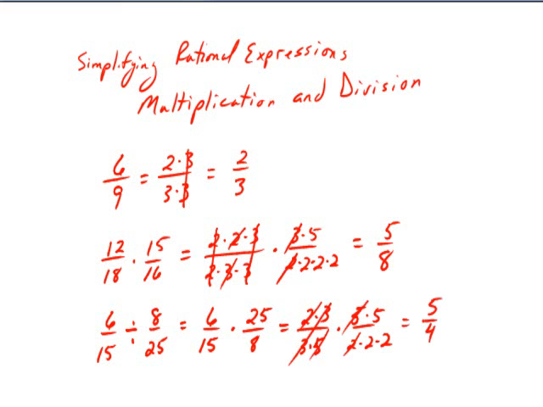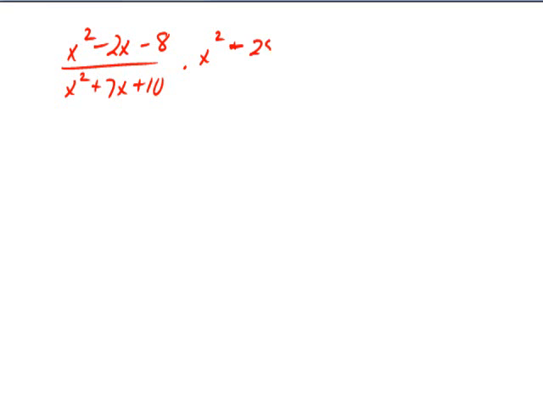These three processes are processes that we'll use in simplifying algebraic rational expressions, in that we will factor the expressions and then reduce. Here's an example. For multiplication, if this is my multiplication problem, I can factor each numerator and denominator and then cancel like factors.